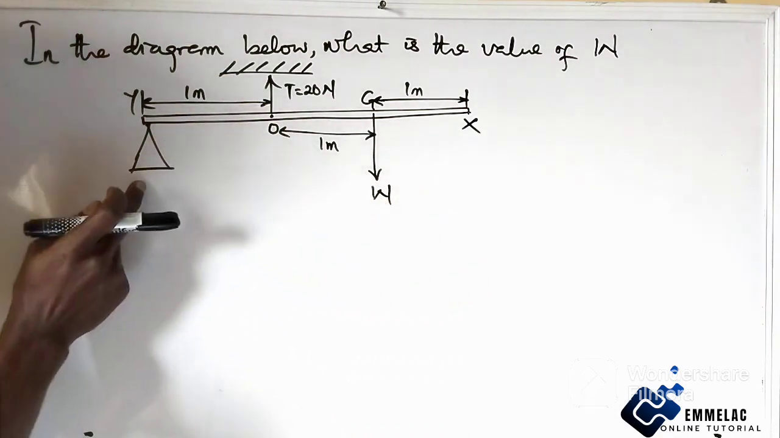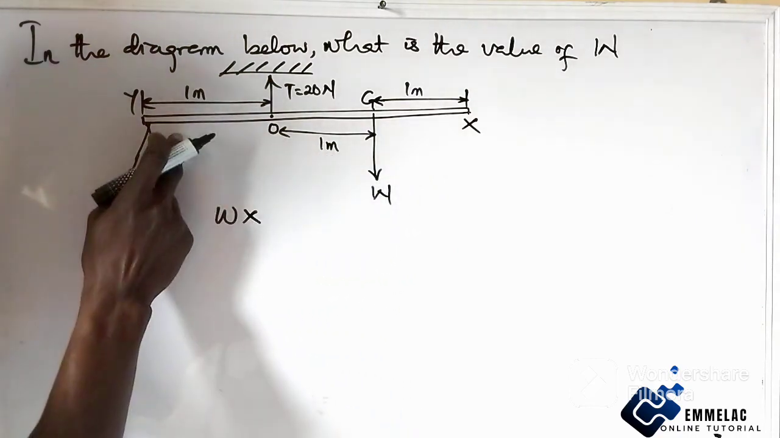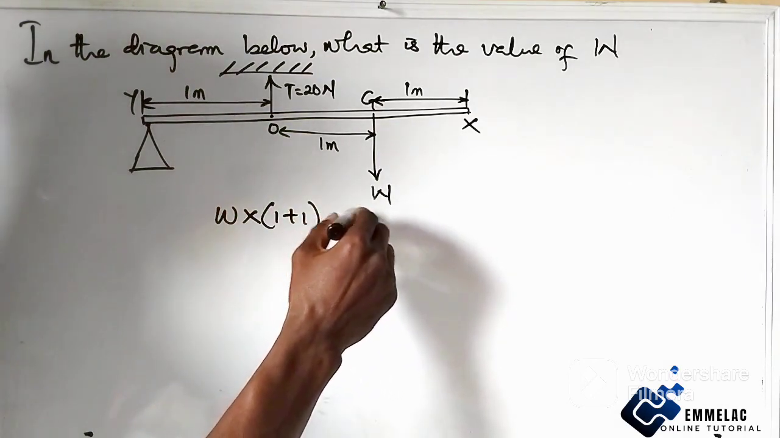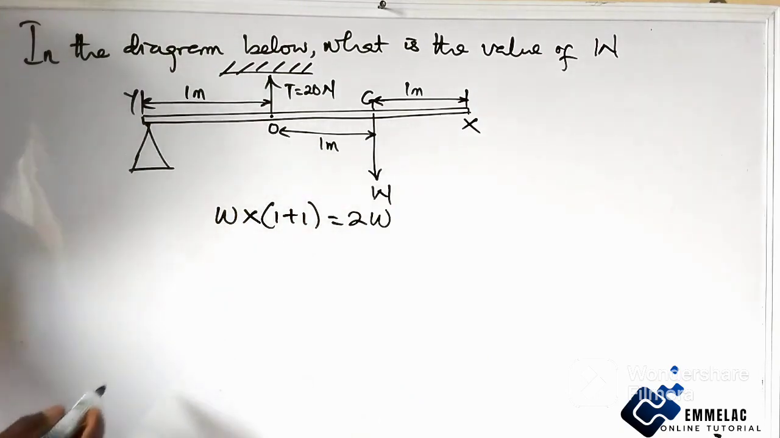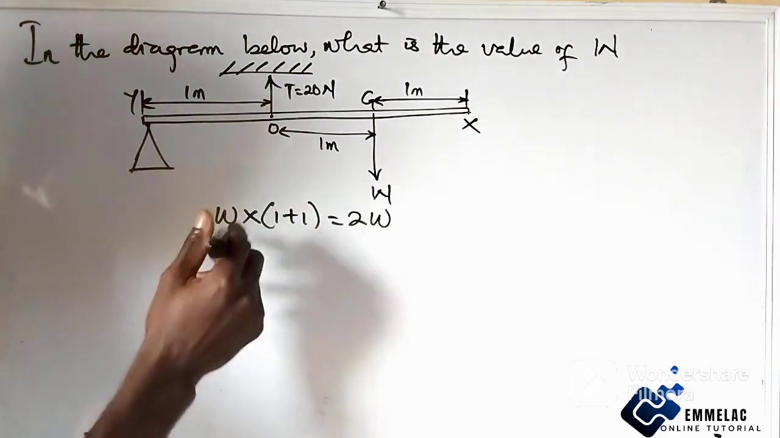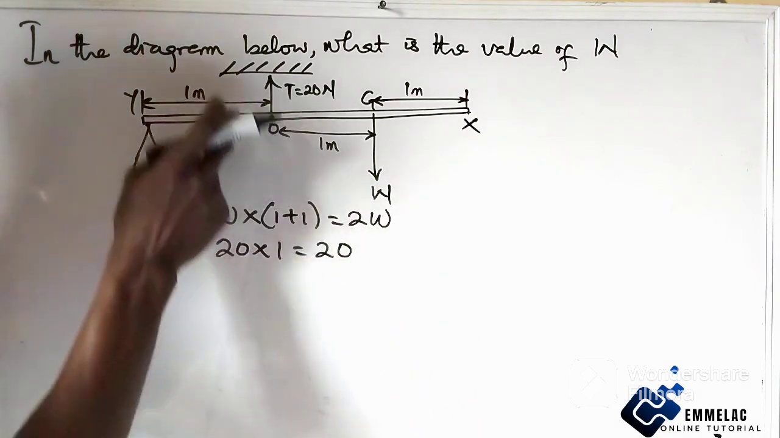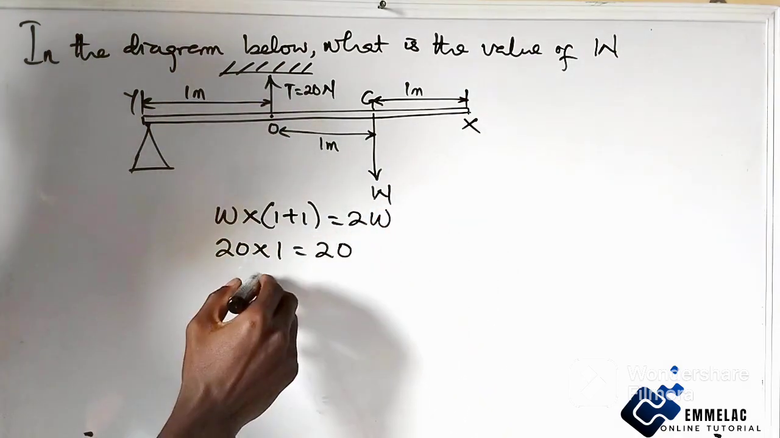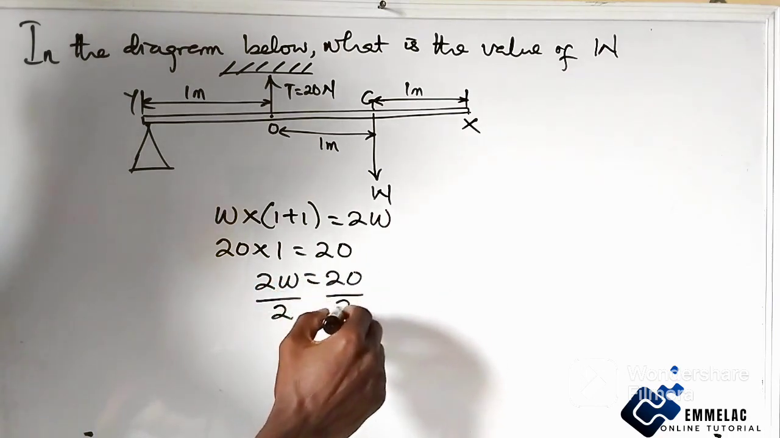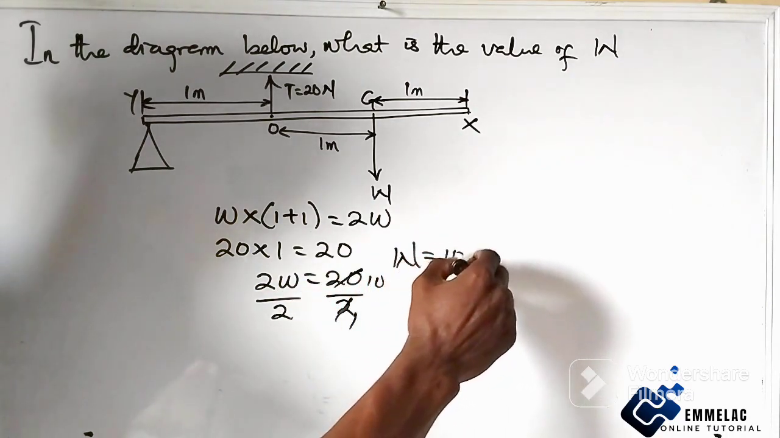So with this, we have W times 1 plus 1, which is the total distance, 1 plus 1. So this will give us 2W, right? Now taking this to the direction of this, we have 20 times 1, which is 20. Now the upward force and the downward force must be the same thing, so you have 2W equals 20. Divide both sides by 2. So W will now give us 10 Newton.